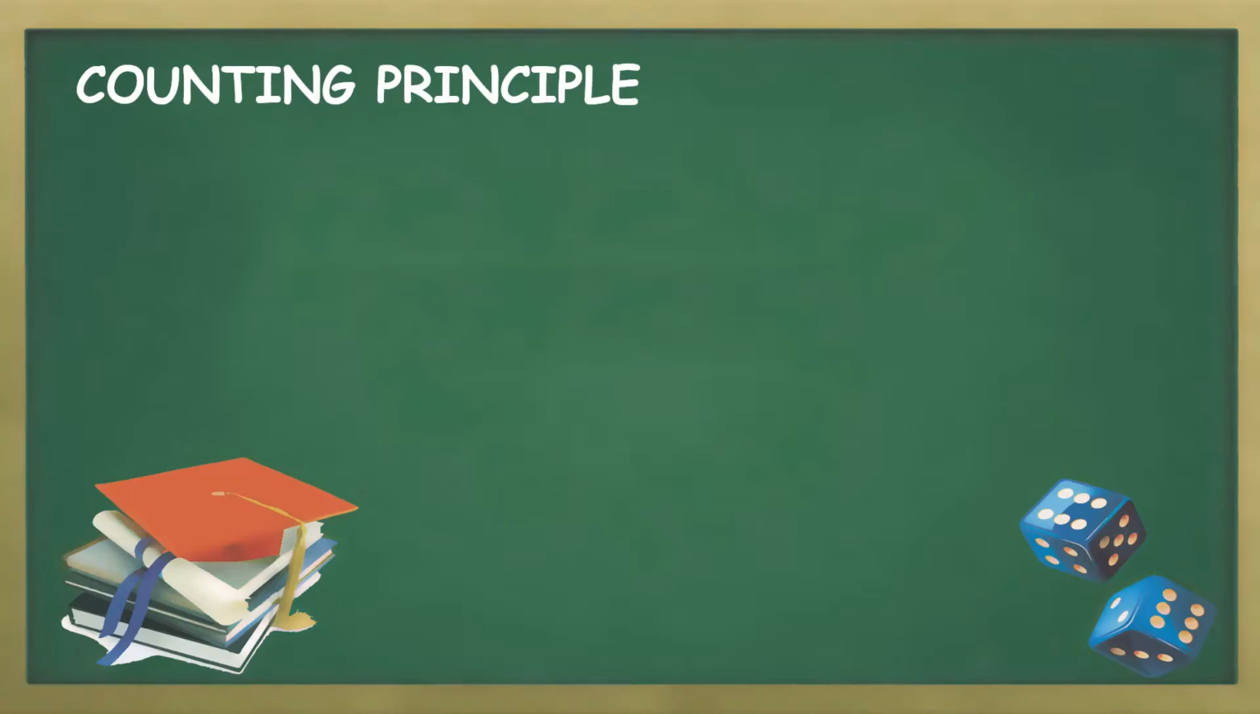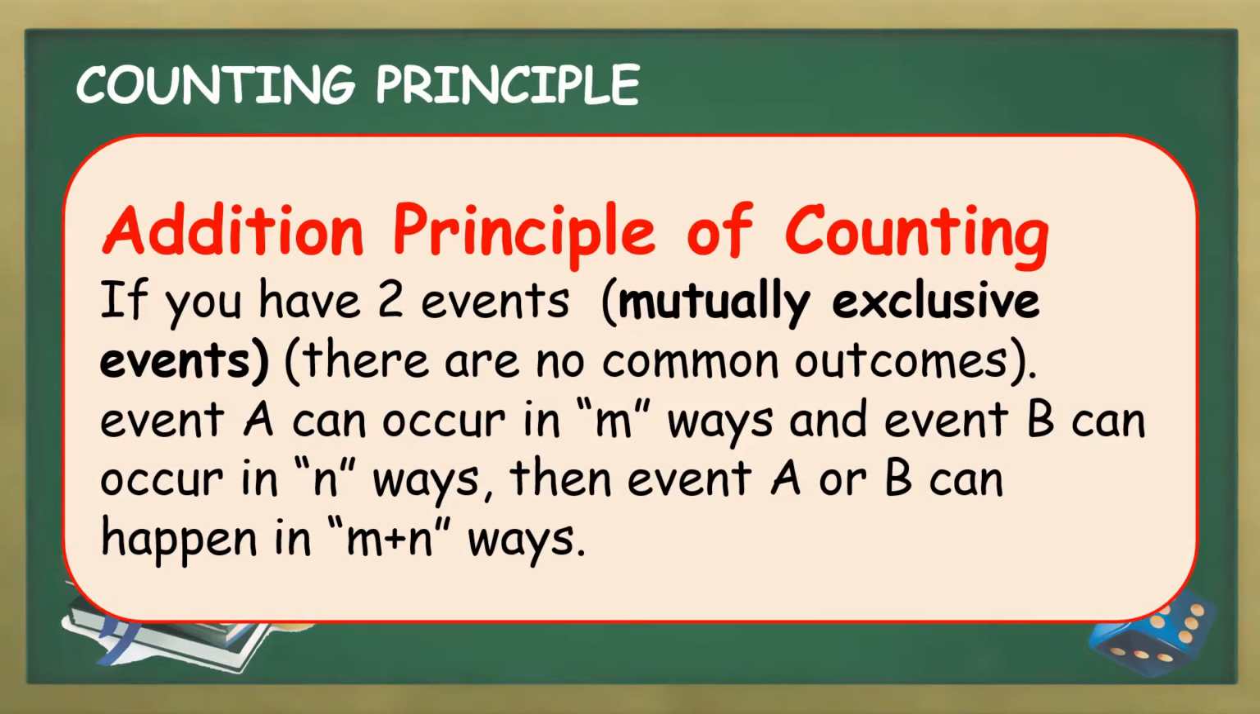So the counting principle, you may have the addition principle of counting, and according to this one, if you have two events which are mutually exclusive events, meaning there are no common outcomes, so let's say those are event A, which can occur in M ways, and event B can occur in N ways, then event A or B can happen in M plus N ways. So what do you mean by this addition principle of counting?